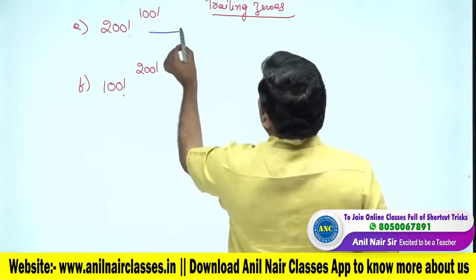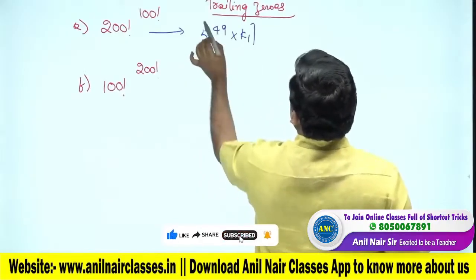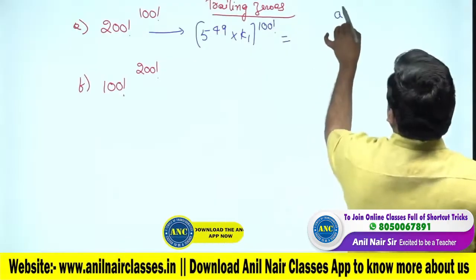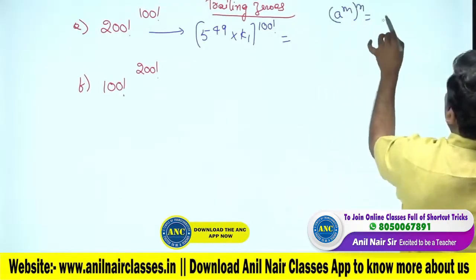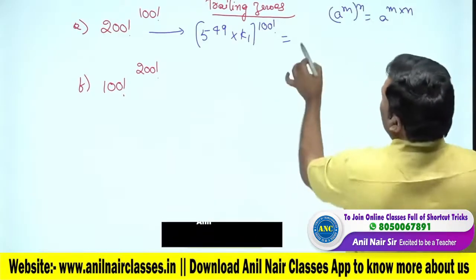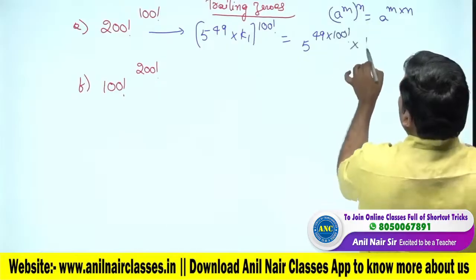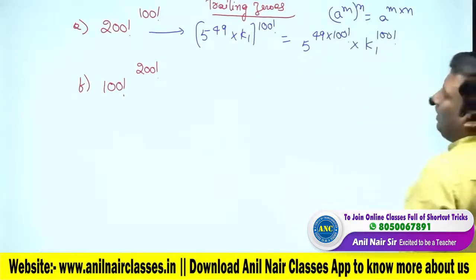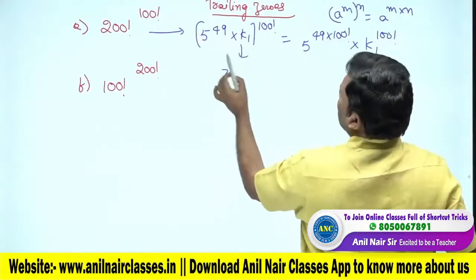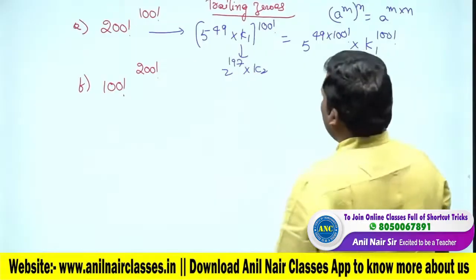So 5 power 200 factorial: we got 5 power 49 into k1, power 100 factorial. So a power m, power n is a power m into n. So it is 5 power 49 into 100 factorial into k1 power 100 factorial. Anyway, k1, even if I take 2, I will get 197 into k2. 197 into 100 factorial will be greater.